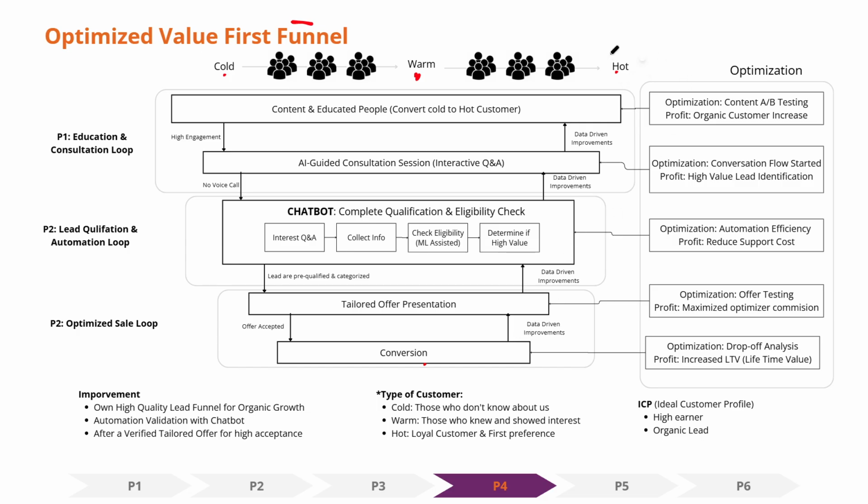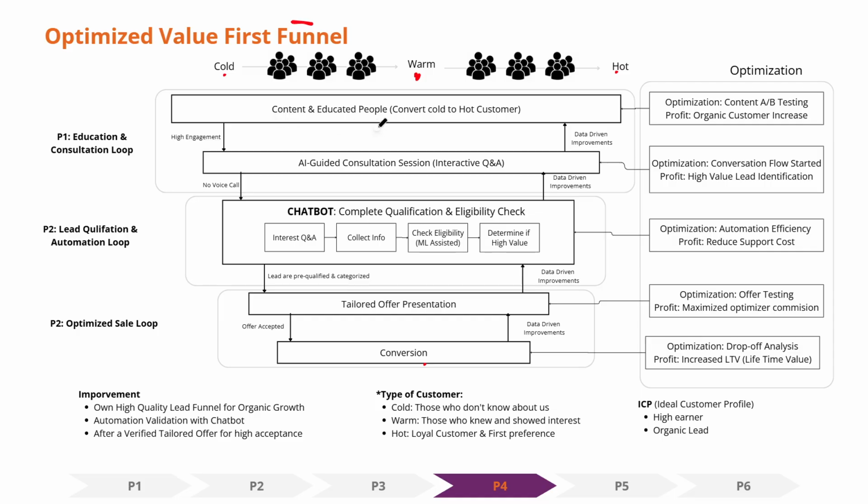That means simple. So first of all, phase one, the education and consultation loop. A finance product or finance money, we cannot directly sell. So we need to educate the people so that they can trust us, and when they trust us, we can sell the product. Trust is important during this funnel. I created it for the value-first mindset.